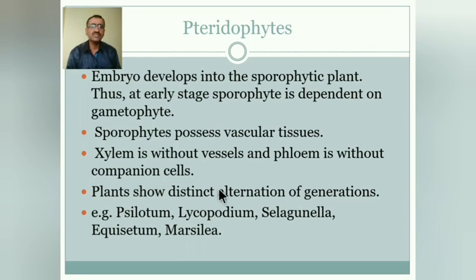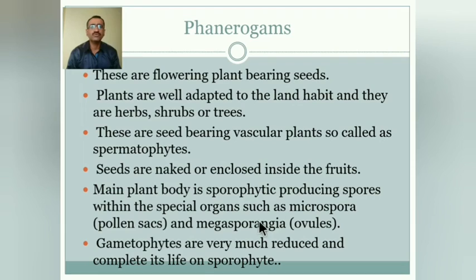The plant shows distinct alternation of generation. That is, the sporophytic is alternate with the gametophytic. Again, the gametophytic produces the sporophytic generation, the sporophytic produces the gametophytic, and the gametophytic again produces the sporophytic. That is known as the alternation of generation. These are some characteristics of the pteridophytic plant. Examples of pteridophyte are Psilotum, Lycopodium, Selaginella, Equisetum and Pteris. These are the different examples of the pteridophyte.